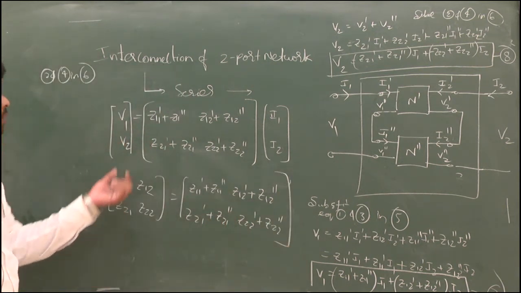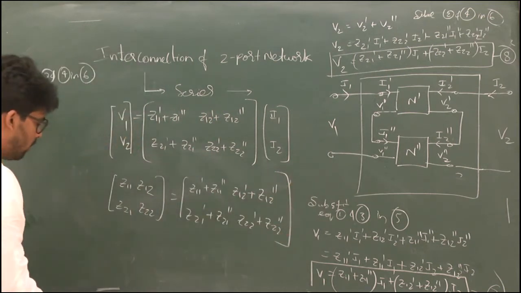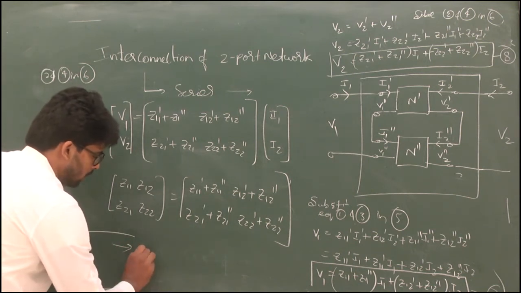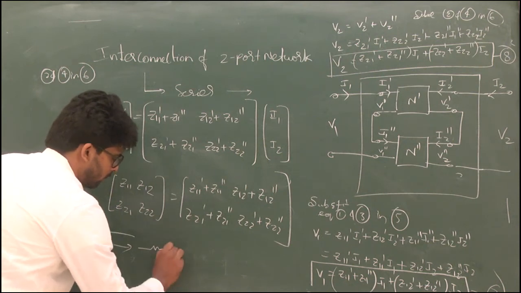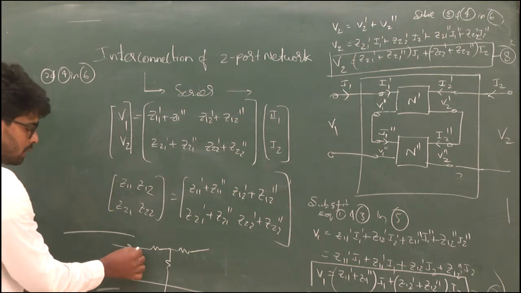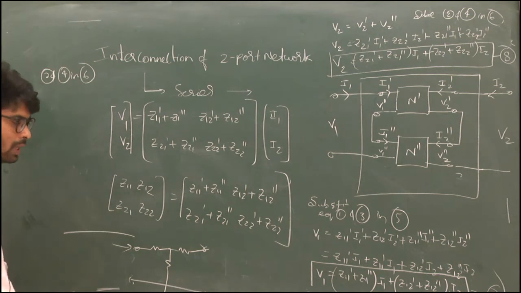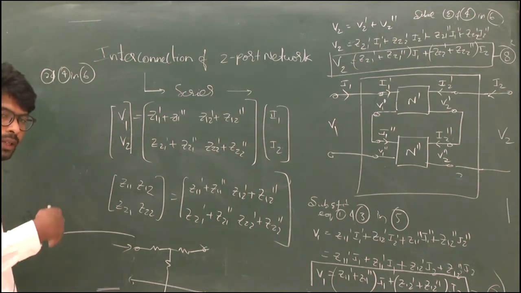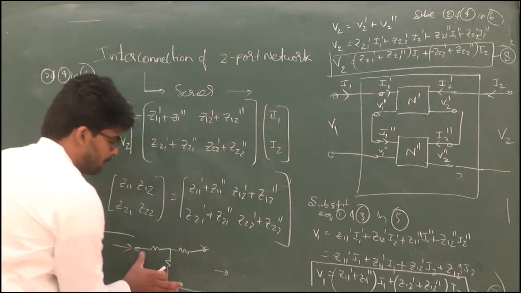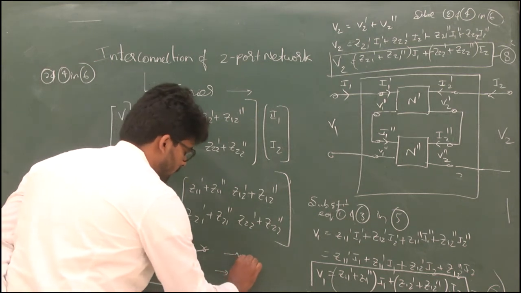So for solving series Z parameters, the questions will come in the form of, for example, a T circuit. They may ask you to find the Z parameters when two similar T circuits are connected in series, or two different circuits are connected in series. Let us say this is circuit N1 and the other circuit has different values.